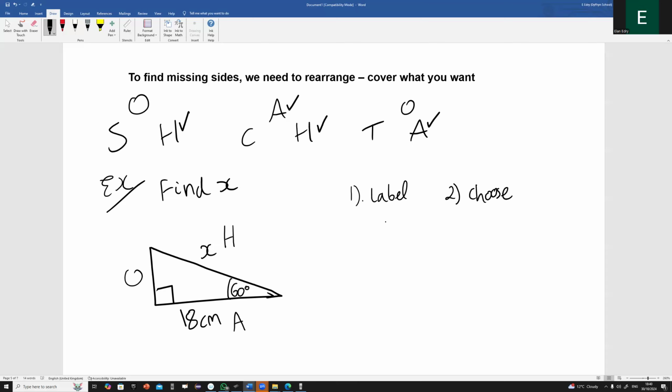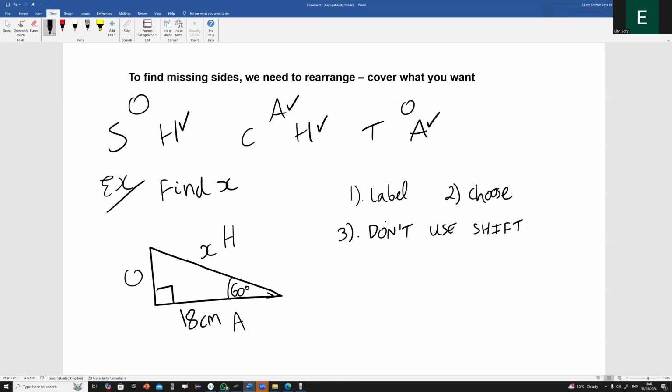So which formula am I going to use? It's going to be cos. Brilliant. It's cos. And because we want the side, we don't use shift. That's only if you want an angle.